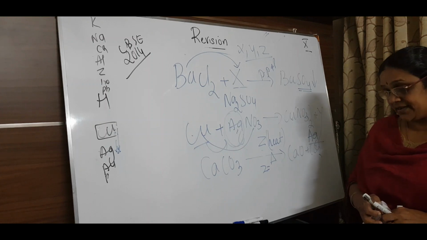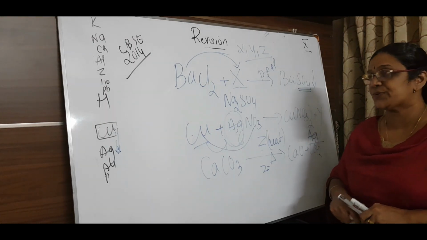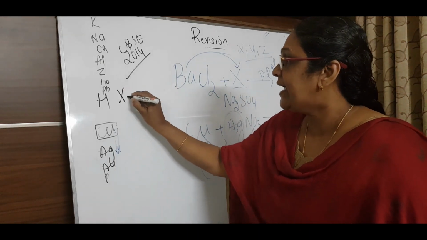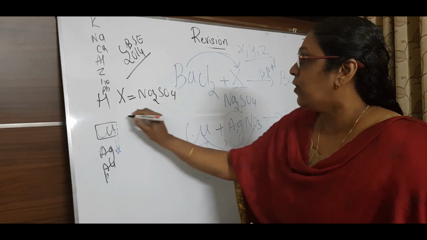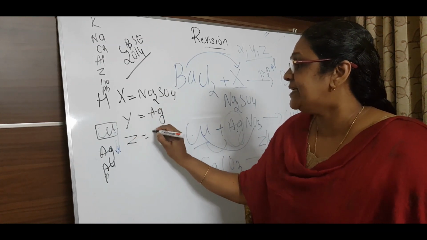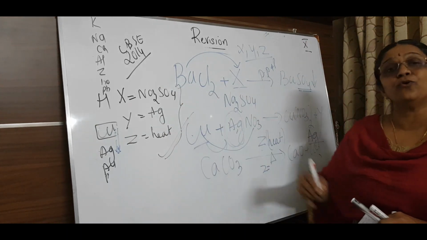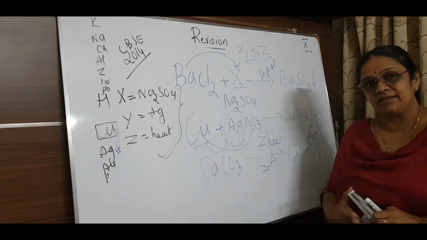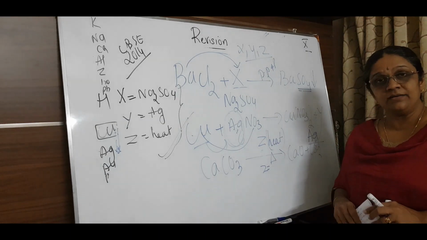But if you want full marks for this question, you have to write X is equal to Na2SO4, then Y is equal to Ag and Z is equal to heat. Then only you will get the full mark. You have to specify it. So that's all. Hope you have understood.